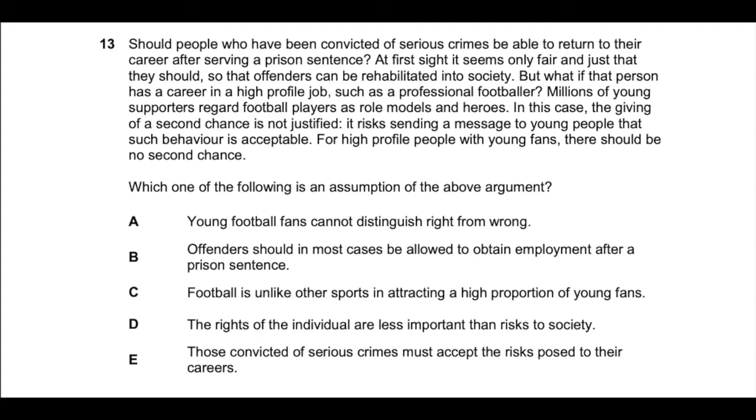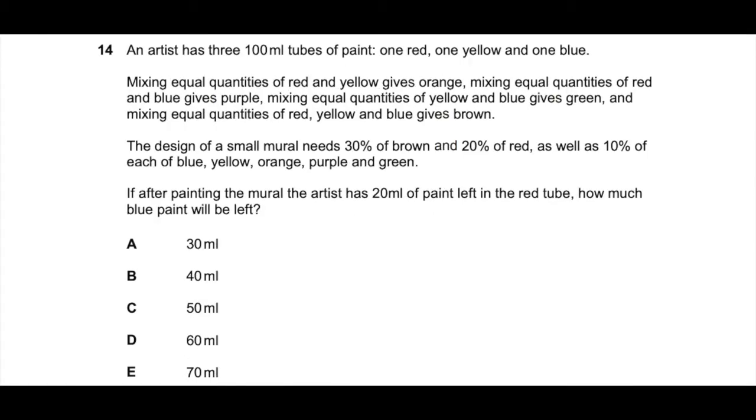Which one of the following is an assumption of the above argument? The correct answer is D, because the reasoning that the passage gives for not allowing footballers convicted of serious crimes to return to their careers after serving their prison sentence is the potential effect that this could have on young fans and hence society. Question 14.